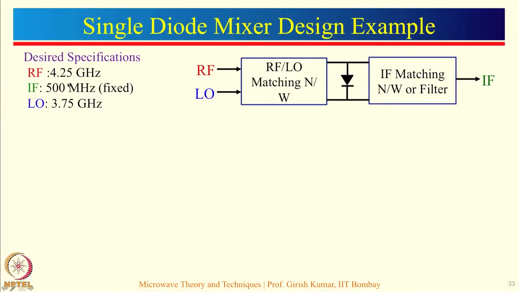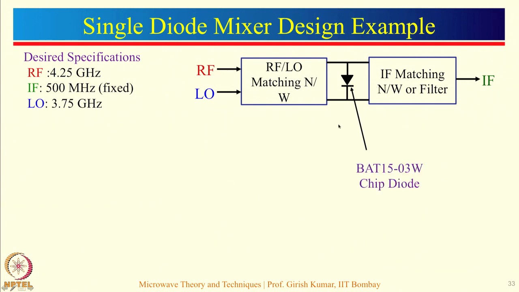Moving forward, with the help of an example, let's design a single diode mixer for an input RF frequency of 4.25 GHz. The IF is fixed at 500 MHz. And the LO requirement from these two things will be 3.75 GHz. In this case, we have chosen LO which is below the RF frequency, which might be specific to an application. And the circuit that we are going to build is of this type. So in this example, for the illustration purpose and not to make it more complicated, we are going to skip the RF and LO isolation part, but we'll focus more on the RF matching and IF filtering part.